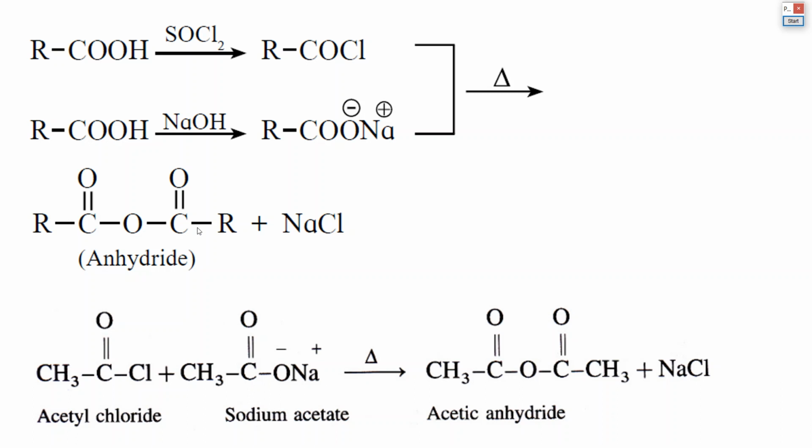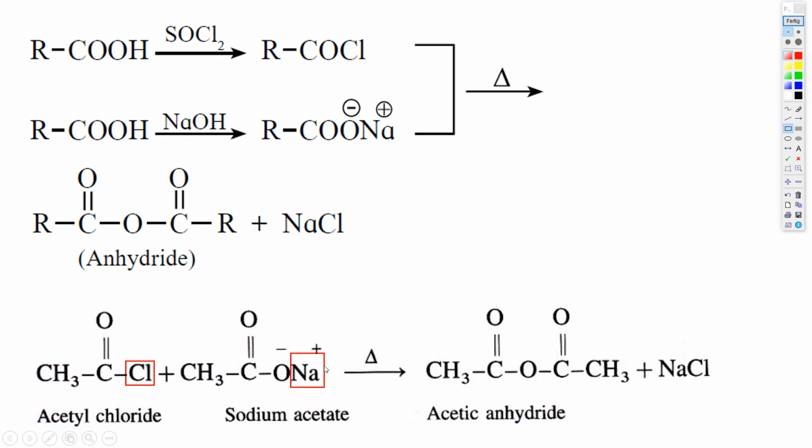And how is sodium acetate formed? Sodium acetate is formed from acetic acid by the reaction with NaOH. So this is the reaction of acetyl chloride and sodium acetate. When acetyl chloride reacts with sodium acetate, you first have to write down the minor product. What is the minor product? The minor product is this Cl and Na.